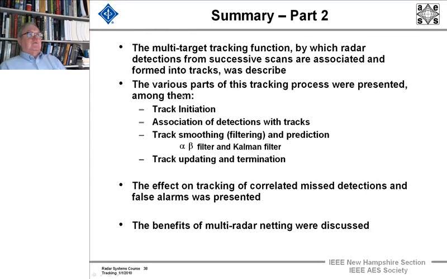Now let's summarize part two. A multi-target tracking function has been looked at, and we've looked at successive scans and how their associated detections form tracks. That was all described, including initiation. Then various parts of the tracking process were presented: initiation, association, smoothing or filtering. We looked at both alpha, beta filters and Kalman filters lightly. Tracking update and termination were covered. The effect on tracking of correlated missed detections and correlated false alarms was looked at, and the benefits of netting, radar netting, were discussed.